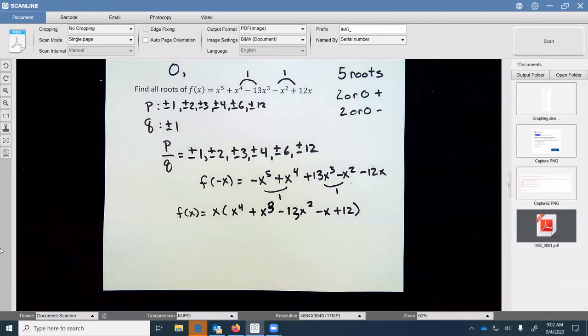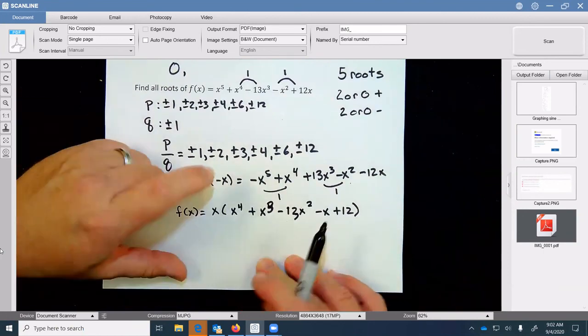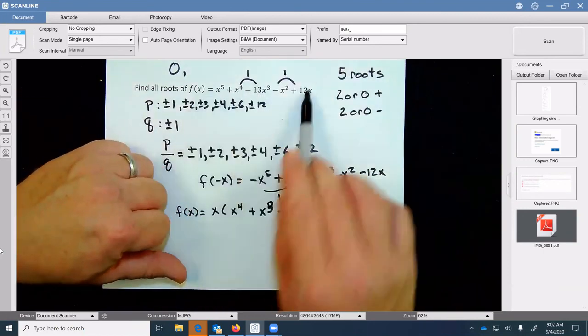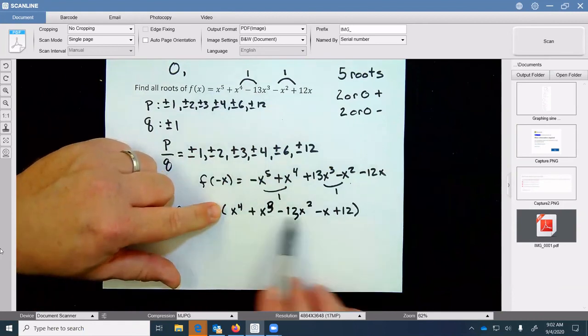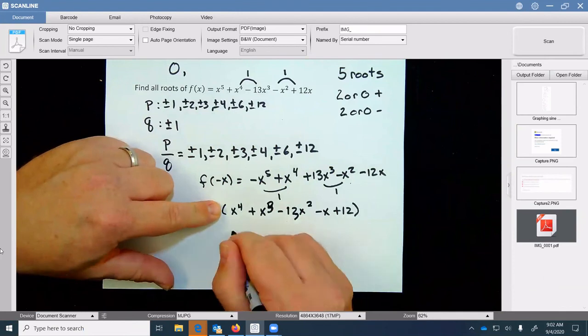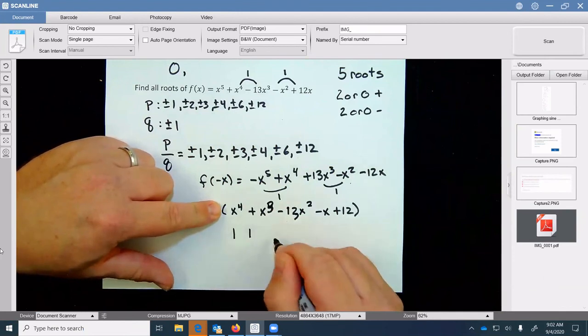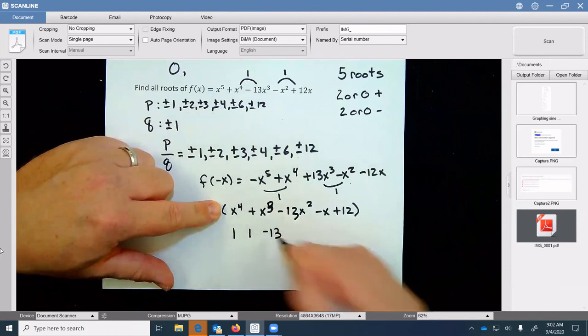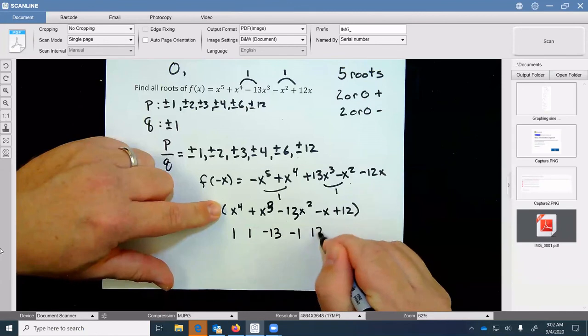And here's where synthetic division can make this pretty quick. I no longer have to deal with this whole thing because I factored an x out. So I'm just going to deal with this part here. And I'm going to write down my coefficients. 1, 1, negative 13, negative 1, 12.